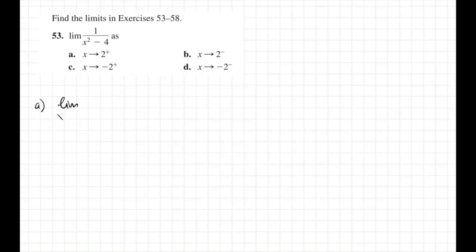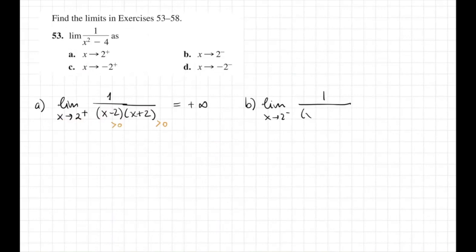Limit as x goes to 2 from right-hand side. X squared minus 4. Instead of x squared minus 4, I can write x minus 2, x plus 2. And here we see this goes to 4. This part is going to 0. Does it go to 0 from positive side or the negative side? Here I have a positive number. When x is greater than 2, this is also positive. We have plus infinity.